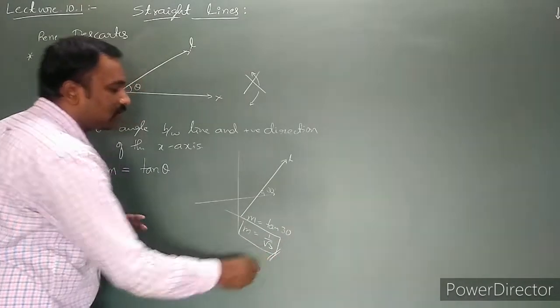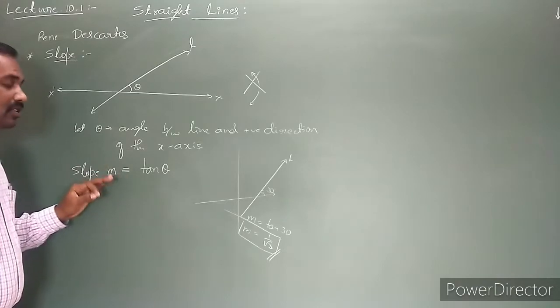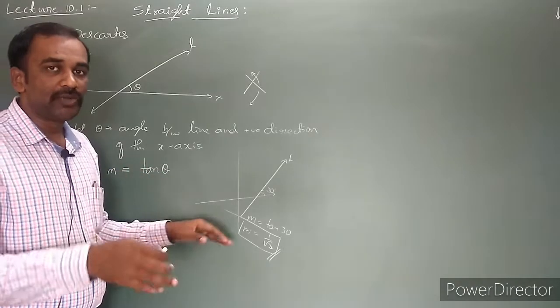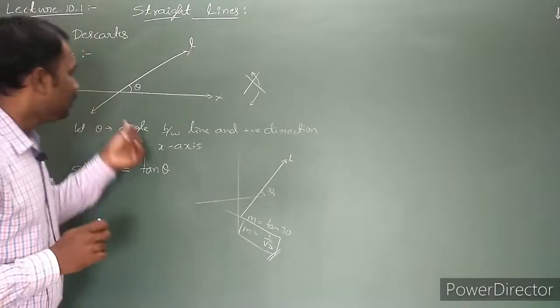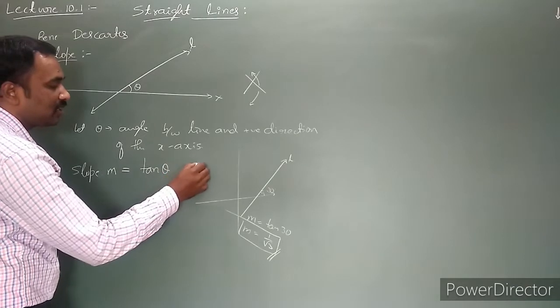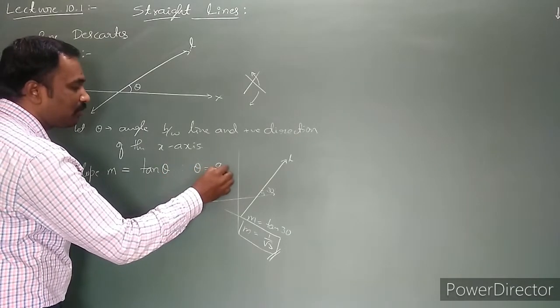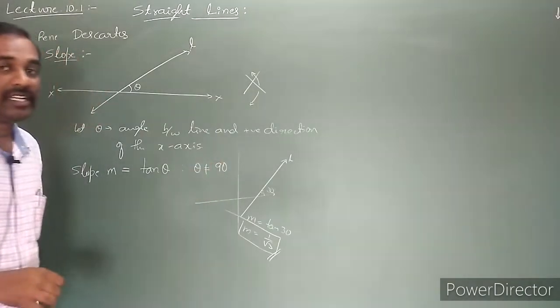Slope of the line is equal to 1 divided by root 3, and the slope might be a positive value or a negative value, both negative and positive. It depends on the angle. And to use this condition, theta should not be taken as 90 degrees.